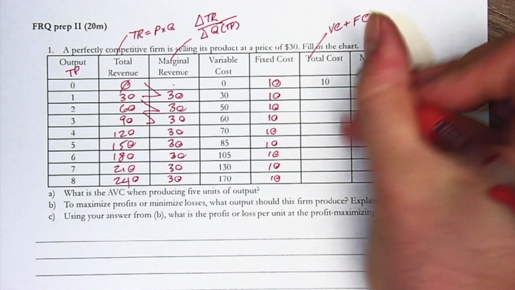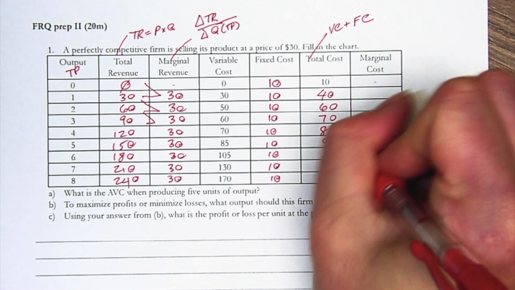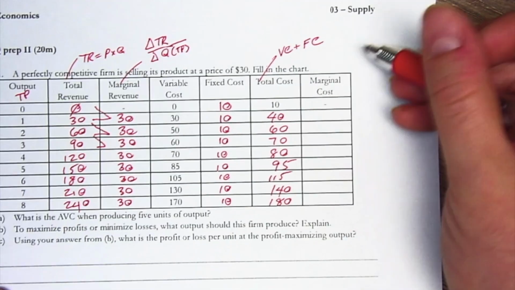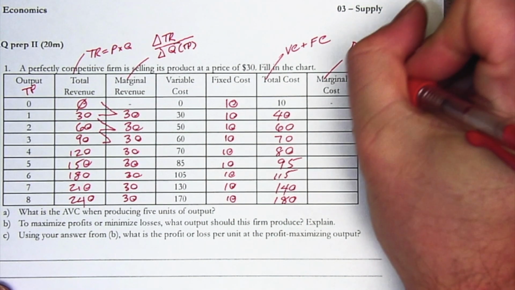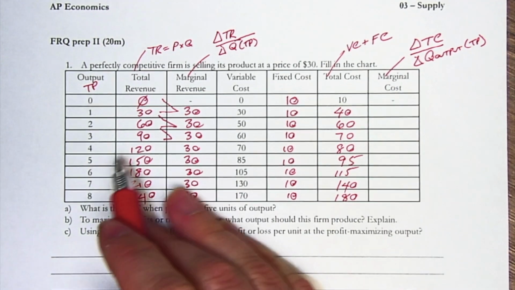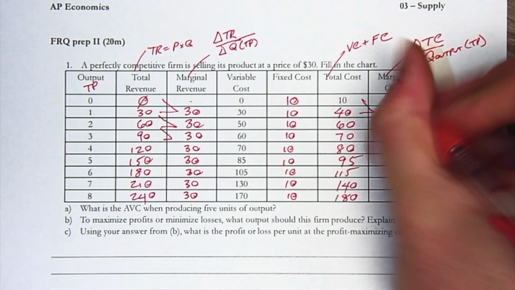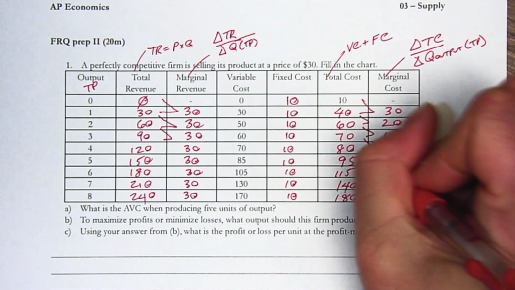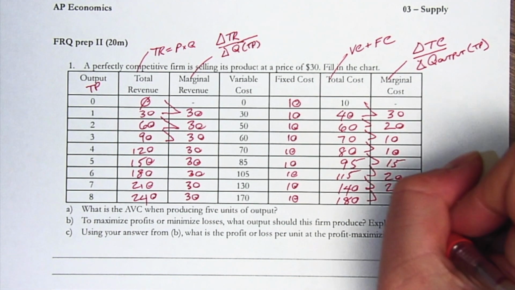Now, total cost is just VC plus FC. So we just add these across and we go, okay, 40, 60, 70, 80, 95, 115, 140, and 180. And now the last part over here, marginal cost, this is the change in total cost divided by the change in quantity of output, or total product. So again, the change in total product is just the 1 over here, so we're just looking at the change in total cost. So it's 30, 20, 10, 10, 15, there it starts going back up again, 20, 25, and 40.